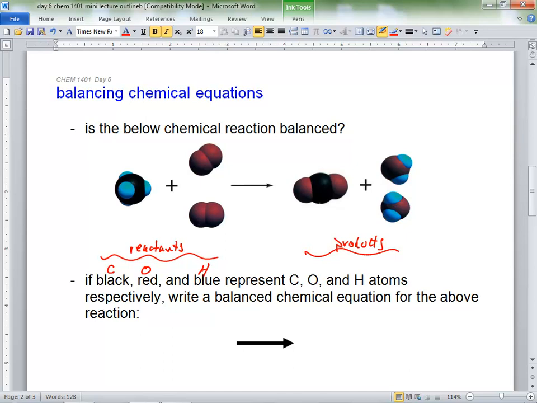So Alyssa, does it look balanced? Look at the carbons, for example. The carbons are black. Alyssa, is it balanced? It looks balanced. I see one black on both sides. How about Monica? How about the red, the oxygens? Do those oxygen atoms look balanced? It looks balanced. I agree with her.